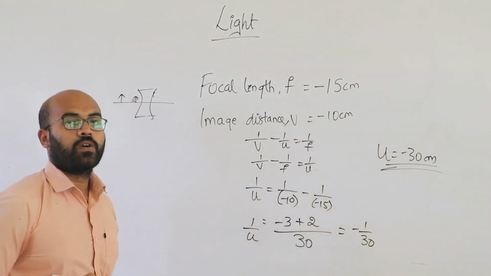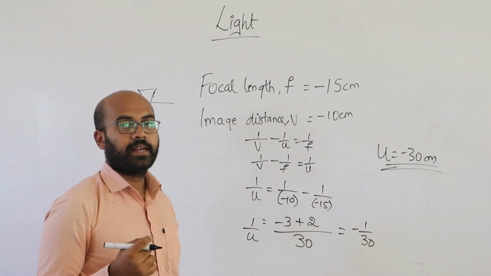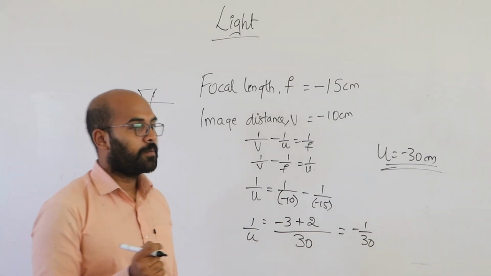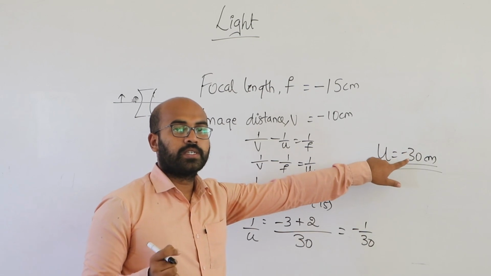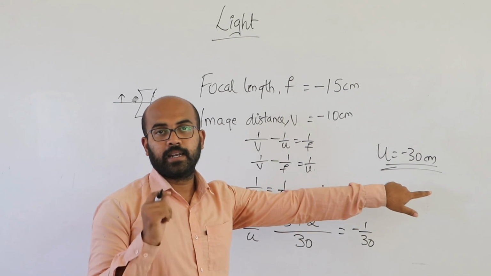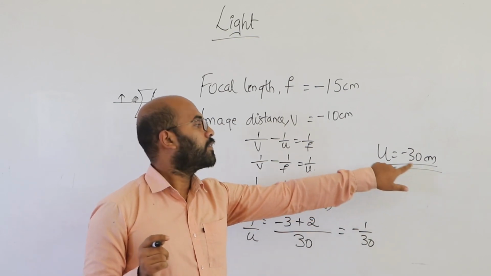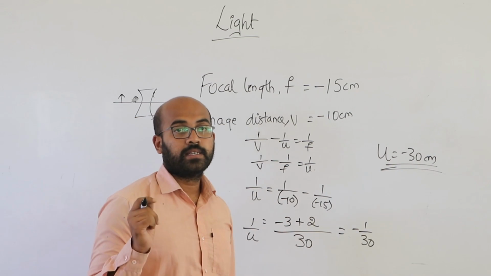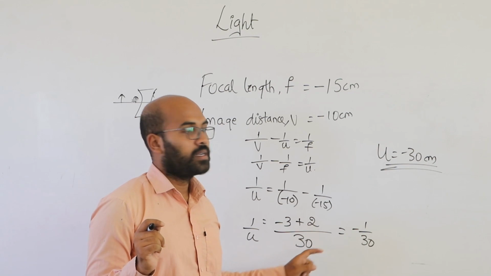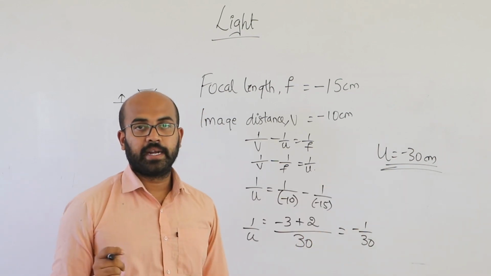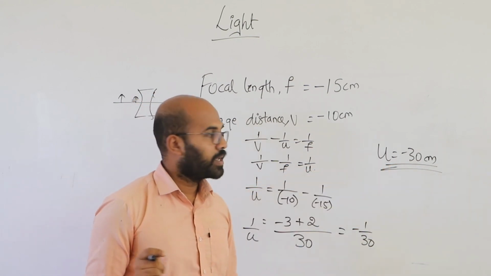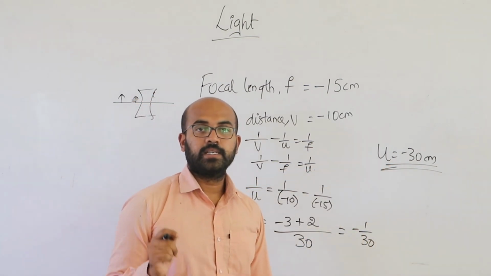So obviously the object distance should be negative because it is placed on the negative x-axis. So in case you get the object distance as positive, until and unless they have given any condition in the question, it means that you have made some mistakes in the calculation. So object distance is always negative. So object distance we need to get as negative, that is minus. So object distance is minus 30 centimeter.